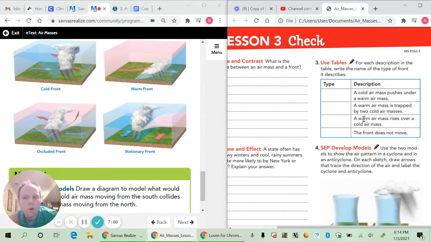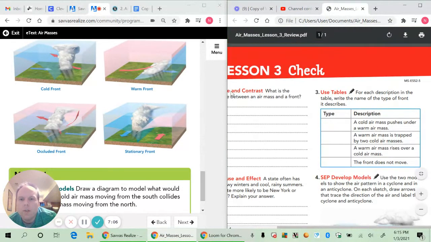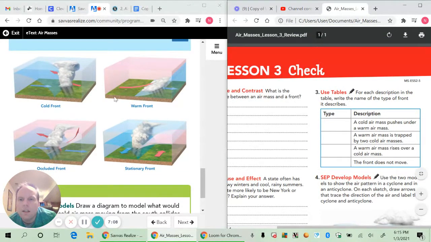The next one says a warm air mass rises over a cold air mass. If we look at our pictures here again, this one shows the warm air mass pushing over the top of the cold air mass. So this third one would have to be a warm front. And the last one, the front does not move. Well, if we look at this one, that's the only one we have left. Remember, they just get stuck next to each other. They don't push into each other. And that one's called a stationary front.